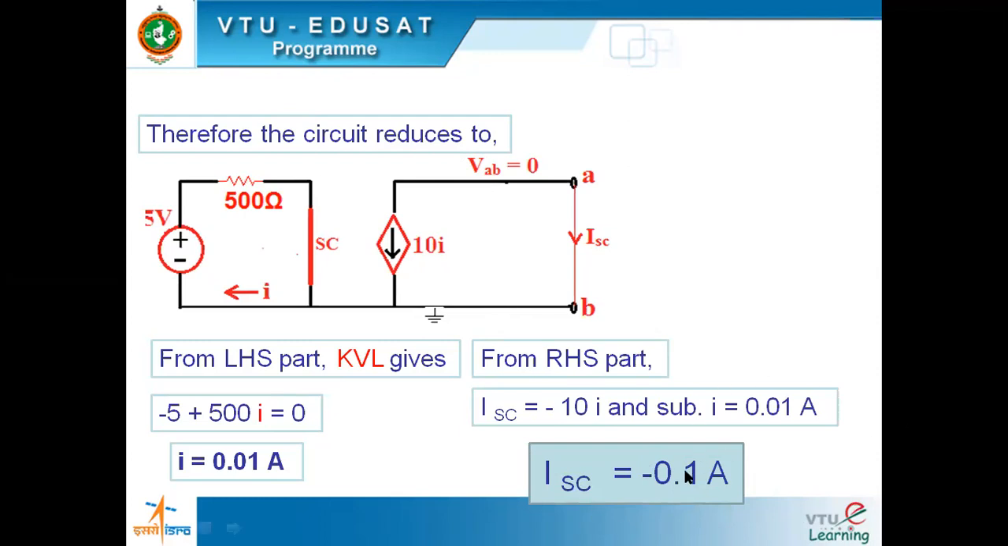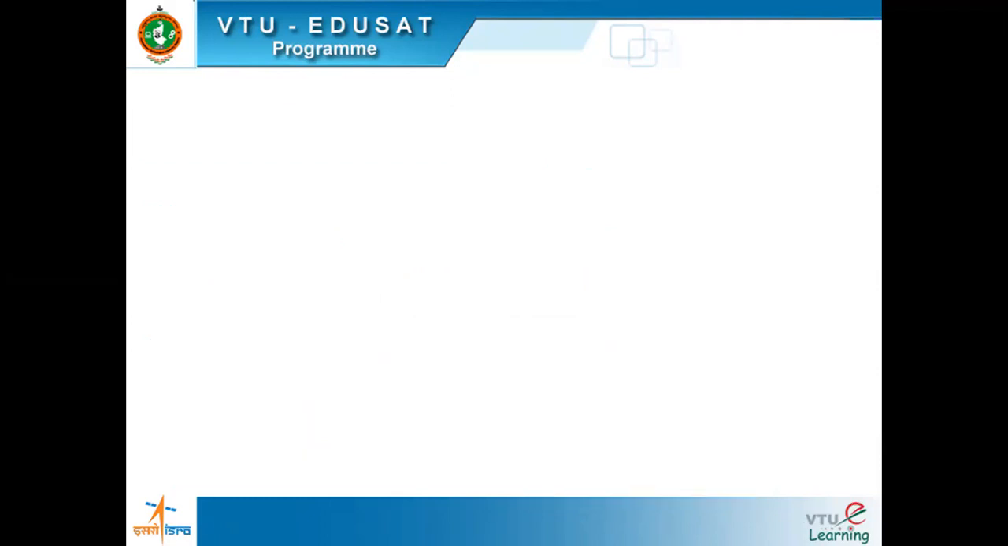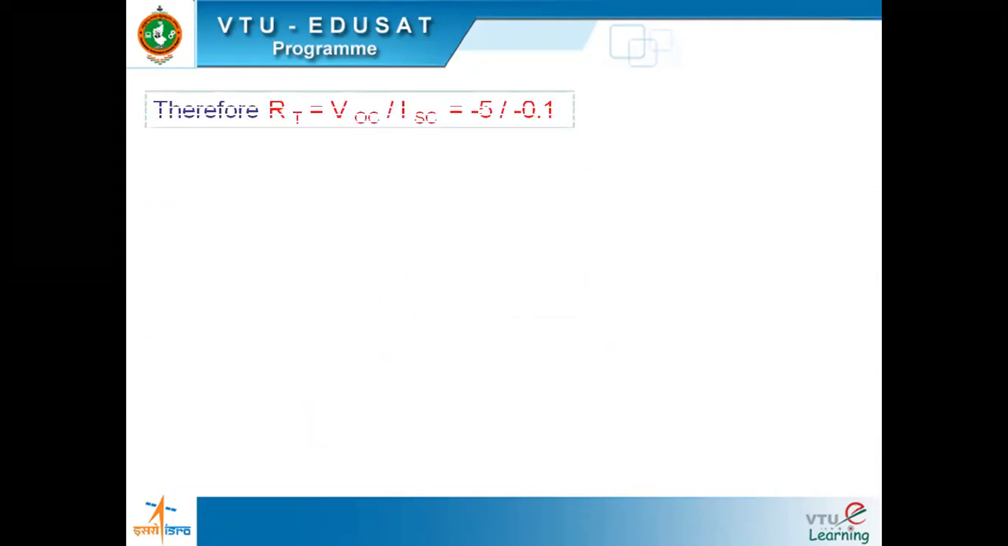So we got ISC to be negative, and we need to be happy about that, because if ISC is negative and VOC is also negative, then only I can get my RT equal to a positive entity, and that is what this is. VOC is minus 5, ISC is minus 0.1, so together it is 50 ohms.